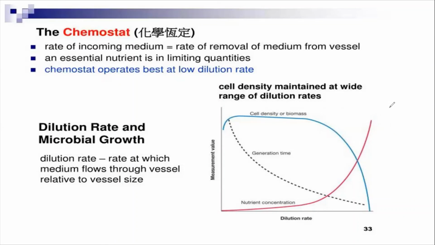So nutrient concentration, cell density or biomass will decline. Okay. When you all of a sudden increase the concentration, the new concentration, if you increase it too much here, then what will happen? Your cell density will decrease there. Generation time will also decrease.